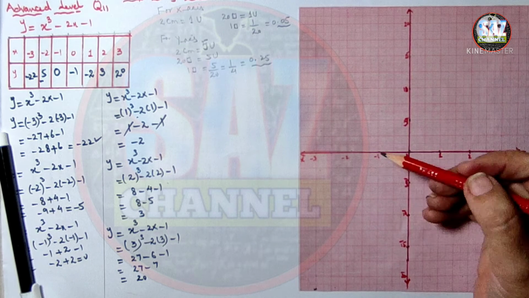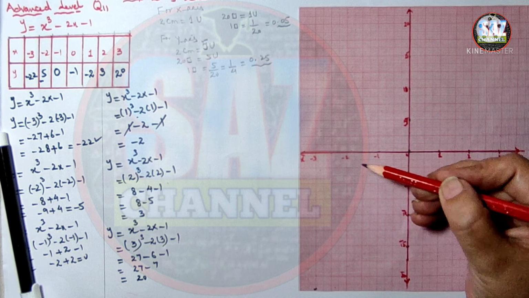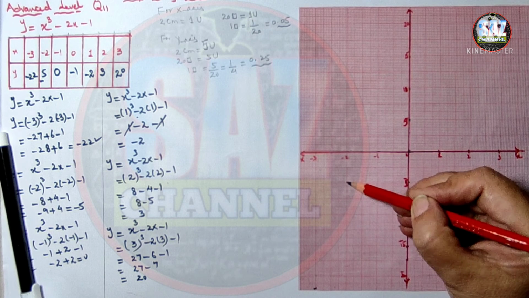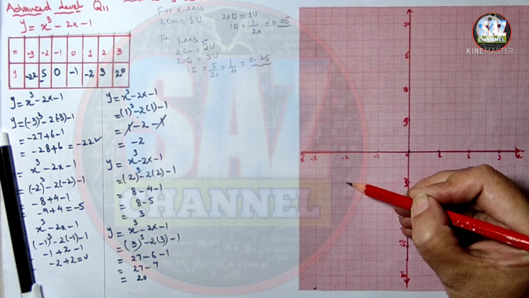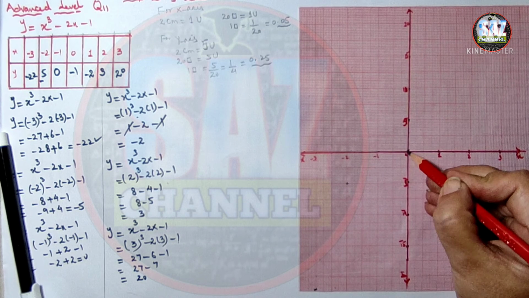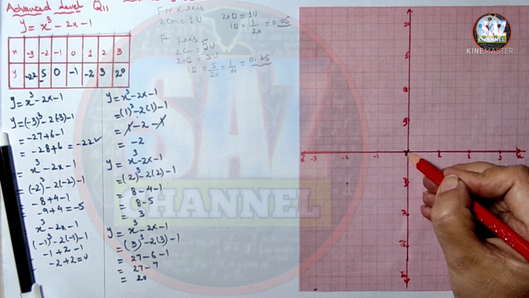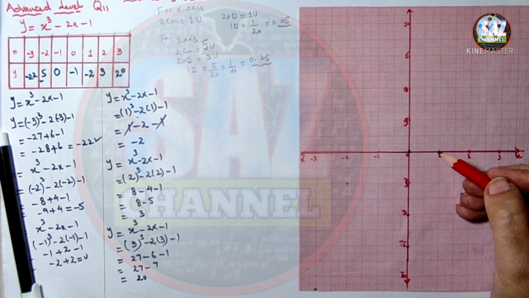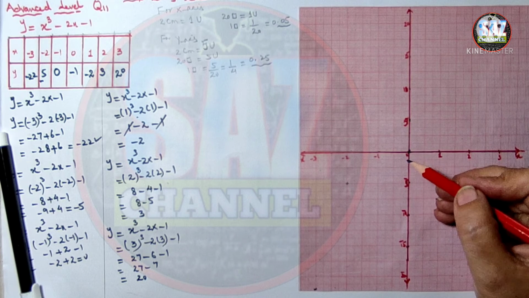Then for minus 2, y is minus 5. This is a really clear position. I'm not struggling for that. For minus 1, y is 0. This is again a clear position. We're not struggling for that.